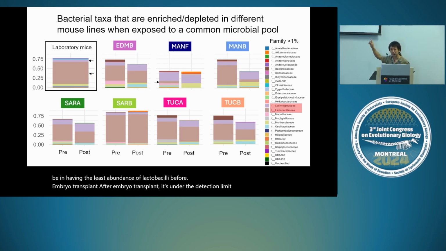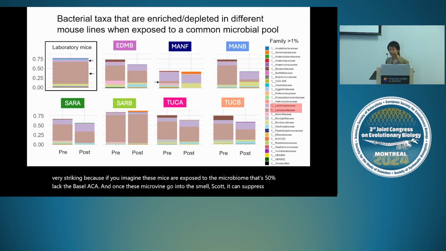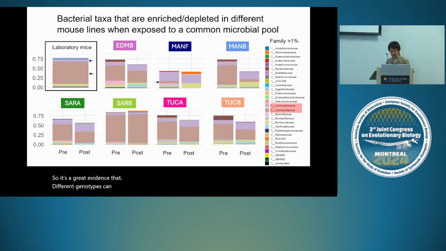I found this very striking because if you imagine these mice are exposed to a microbiome that's 50% Lactobacillaceae, and once these microbes go into this mouse gut, it can suppress it to less than 1% and enrich these orange microbes like Akkermansiaceae, which is very low abundance in the mother, right? So it's great evidence that different genotypes can enrich and deplete certain taxa, right?